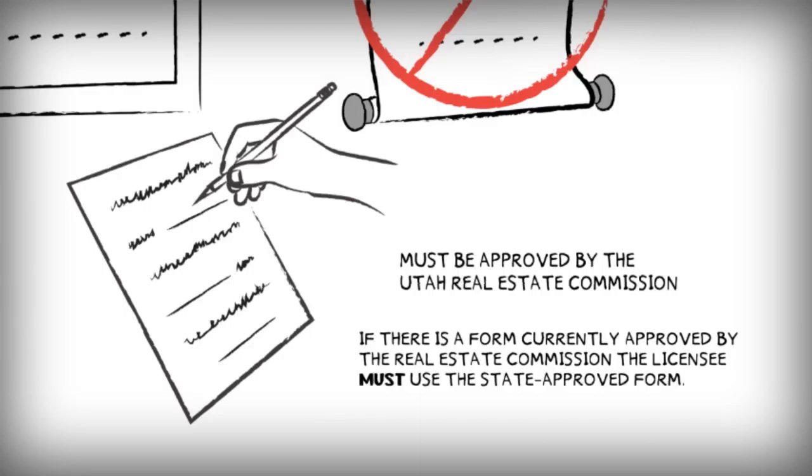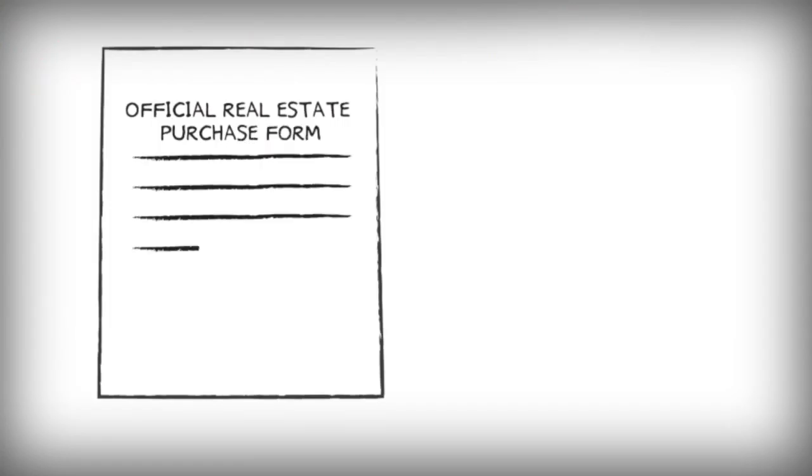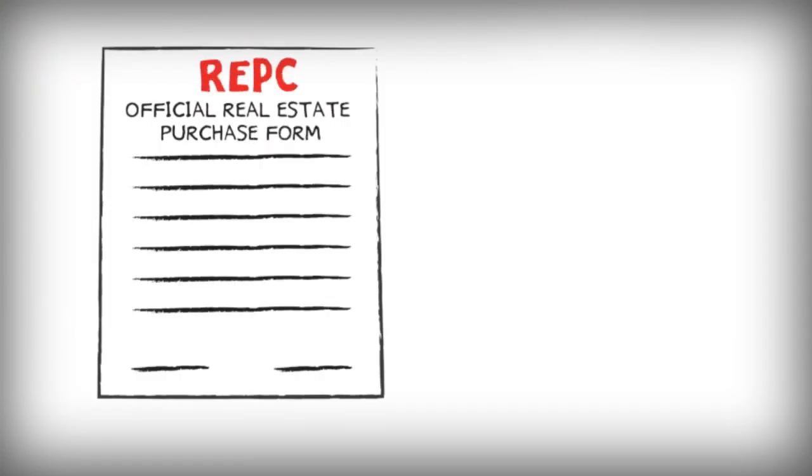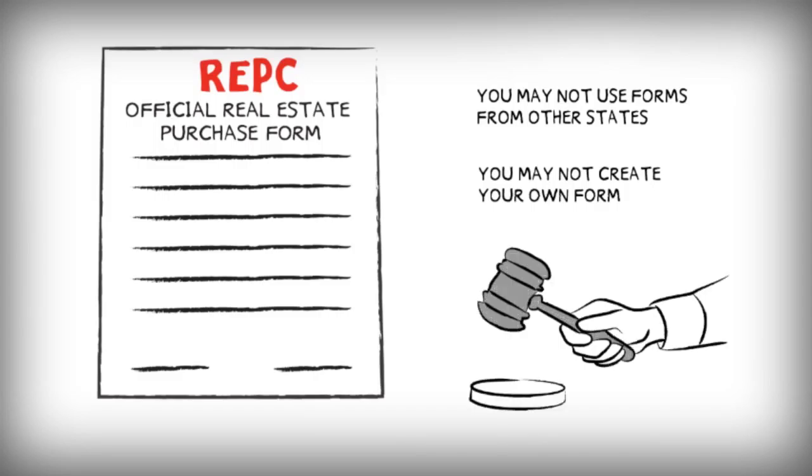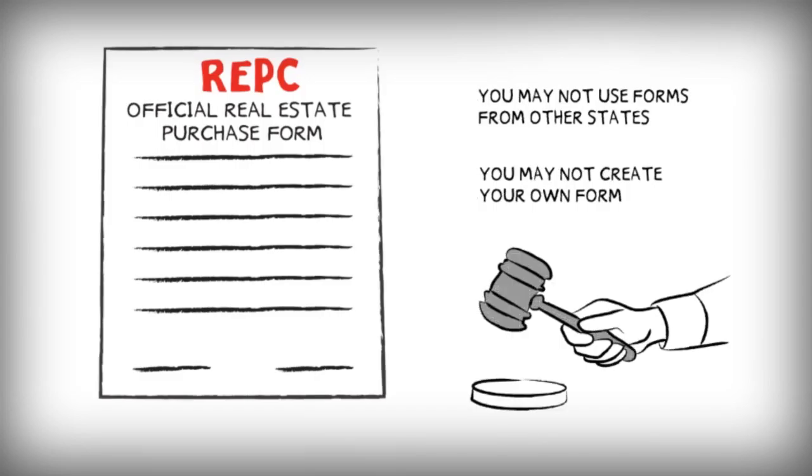For purchasing or selling real property, the state-approved form is the REPC, pronounced REPC. There is not an option to use other forms from other states or from any other place a licensee may find a form. Nor can a real estate licensee create their own forms. Doing so would subject the licensee to fines, more education, and/or revocation of their license.